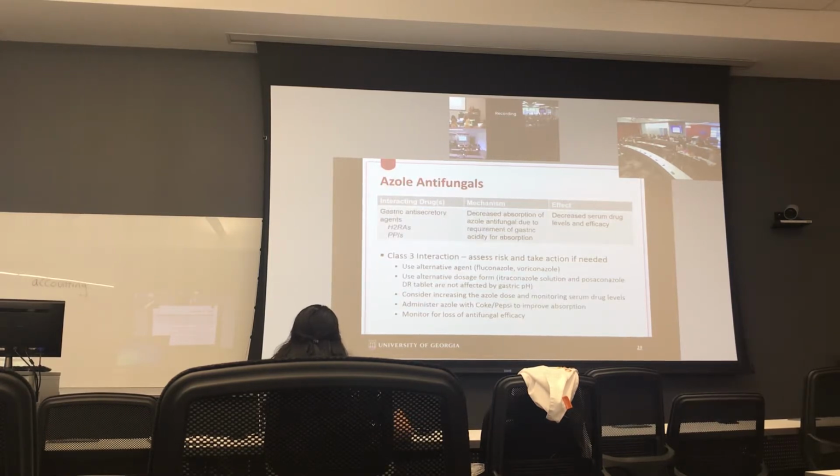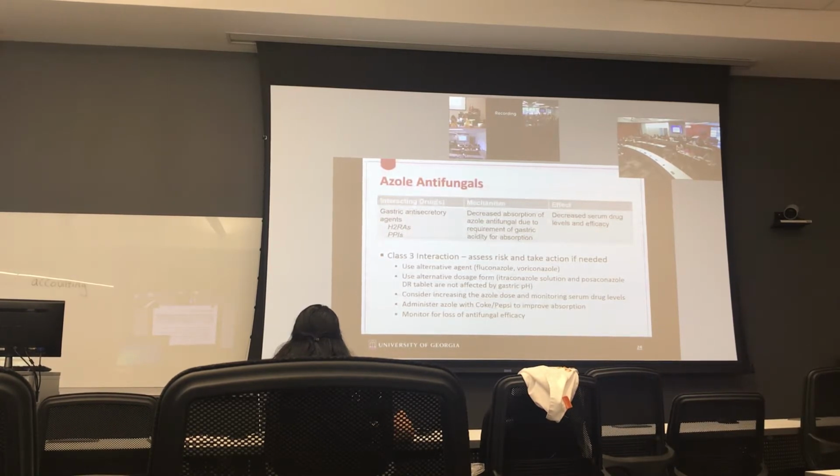Gastric antisecretory agents can decrease the absorption of some azoles as acidity is required for absorption, so this will decrease our drug levels, decrease efficacy. So fluconazole and voriconazole are less susceptible to this. So again, we can try to use an alternative azole.